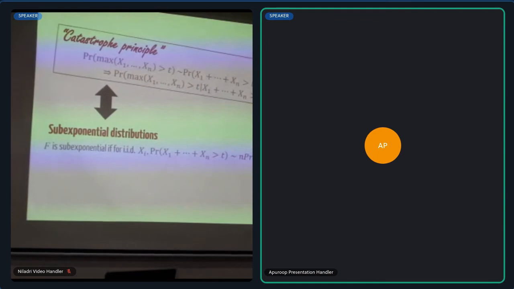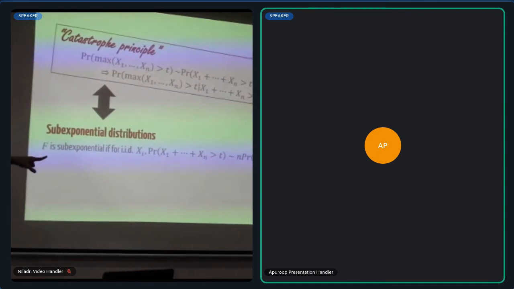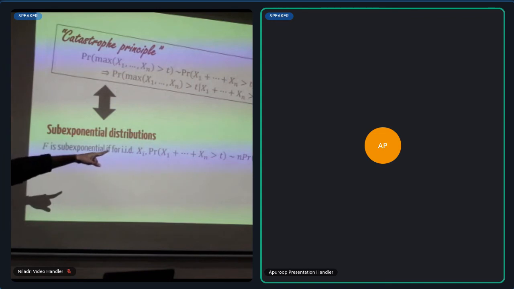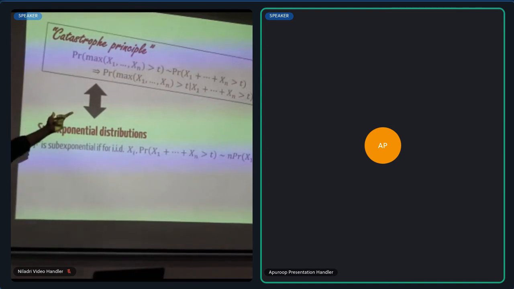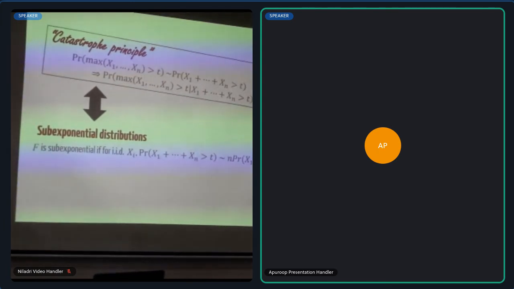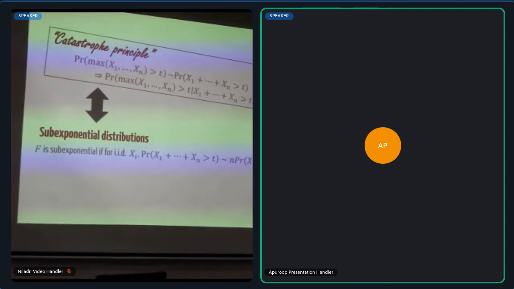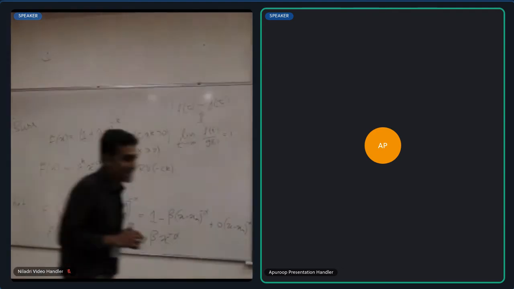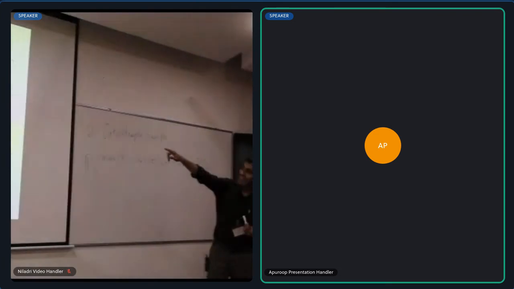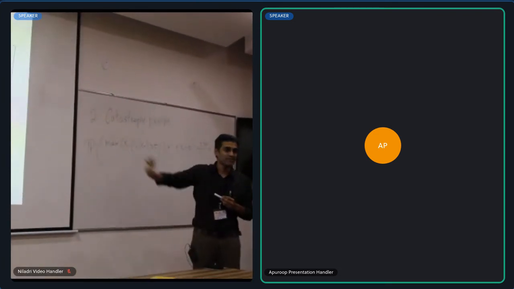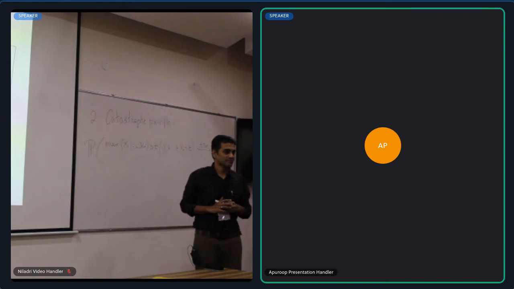Now on the surface there is a mild discrepancy here, because when it comes to the sub-exponential distribution, the equivalence is with n times the tail of one random variable. In the former case, it's basically this max, right? But it turns out that these two definitions are in fact equivalent. Sub-exponential distributions are exactly the class of distributions that satisfy the catastrophe principle as stated above. The reason for that is that universally, so long as the distribution has unbounded support, the tail of the max is essentially n times the tail of the individual random variable.